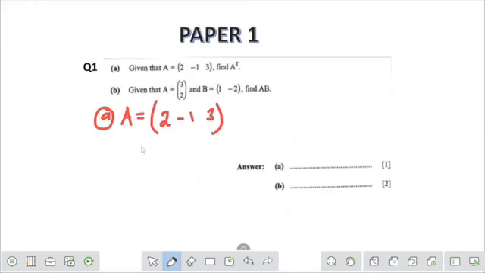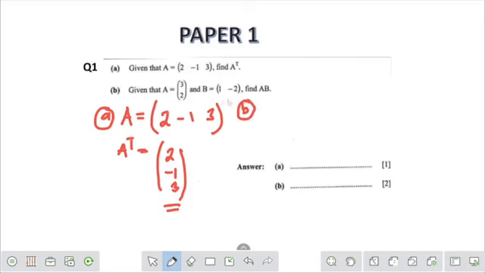To find the transpose of the matrix, the rows become the columns and the columns become the rows. Now in this case, we only have a row. This is a row matrix. So for a row matrix, all the rows will become the column. So A transpose equals 2, negative 1, and 3. This is the transpose of matrix A. We have answered our question A. We now answer our question B.